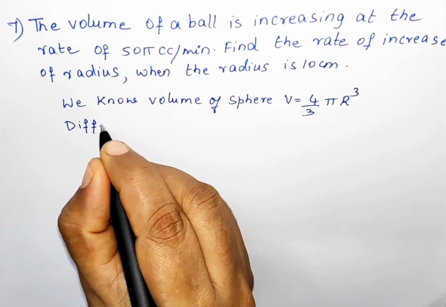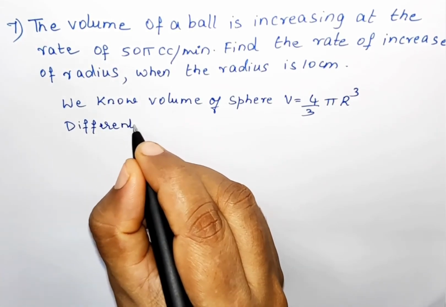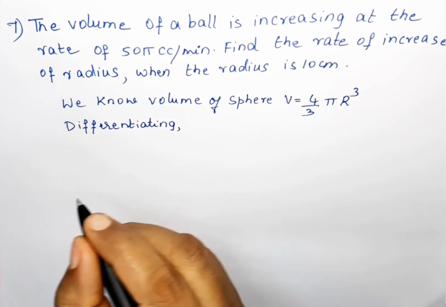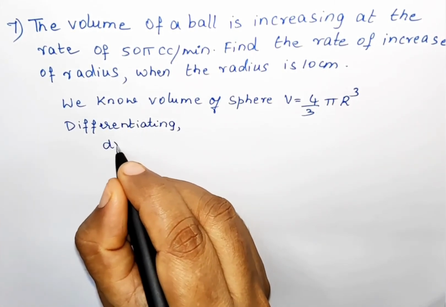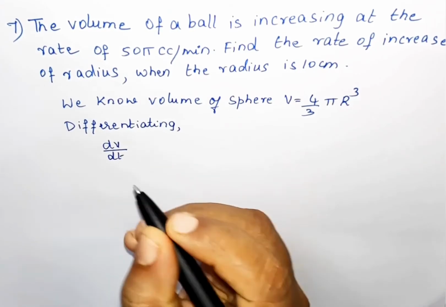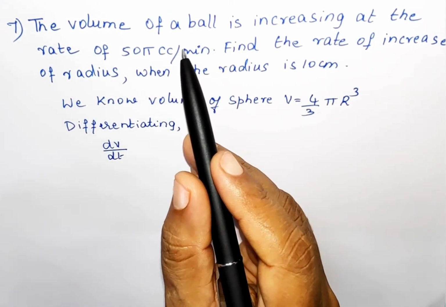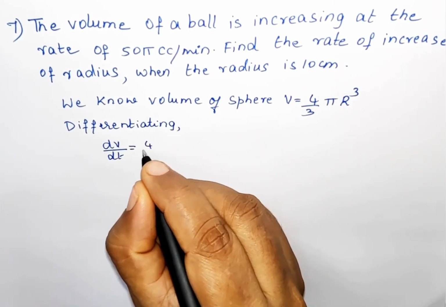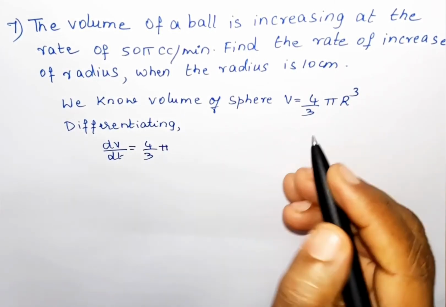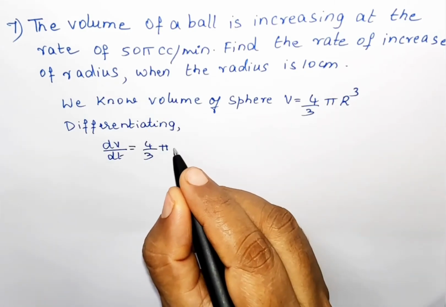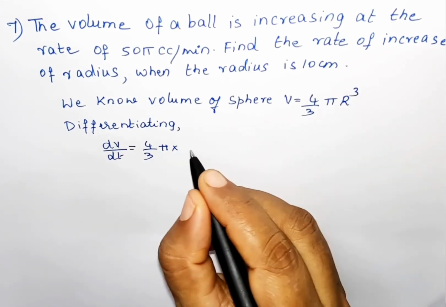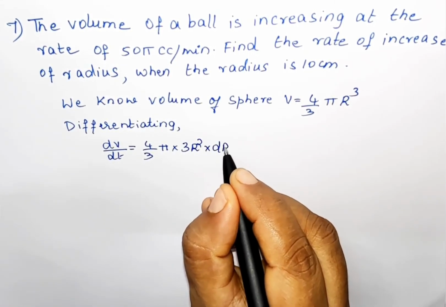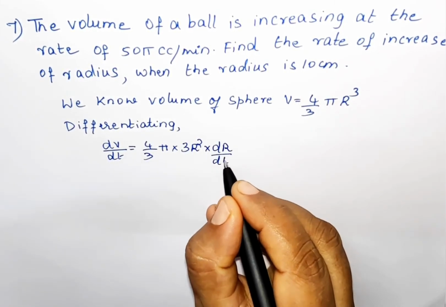Now let us differentiate this with respect to t, both the sides. We are differentiating this with respect to t, time, because 50 pi cc per minute, minute is the time. And why are we writing dv by dt? Because the volume of a ball is increasing. There is change in the volume. So we can write it as dv by dt is equal to 4 by 3 pi is a constant. R cube is a function. If you differentiate r cube, you get 3r square into, if you differentiate r, you get dr by dt.